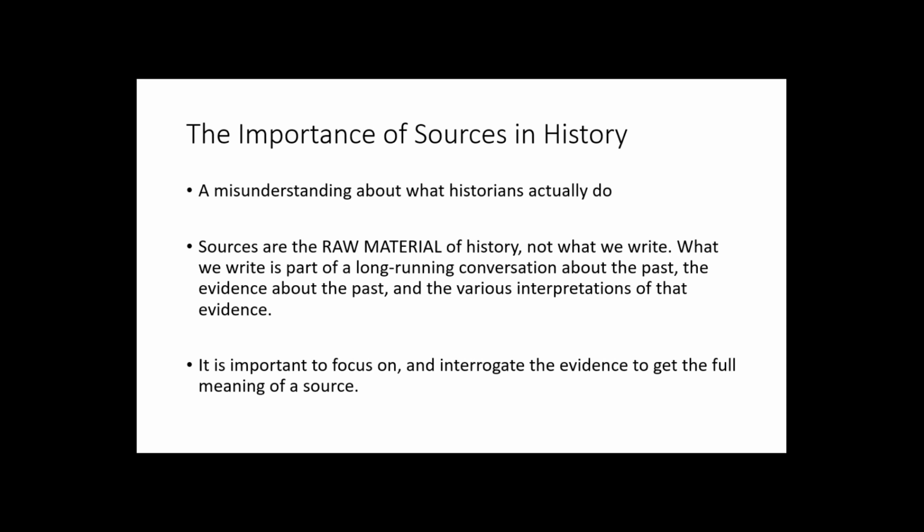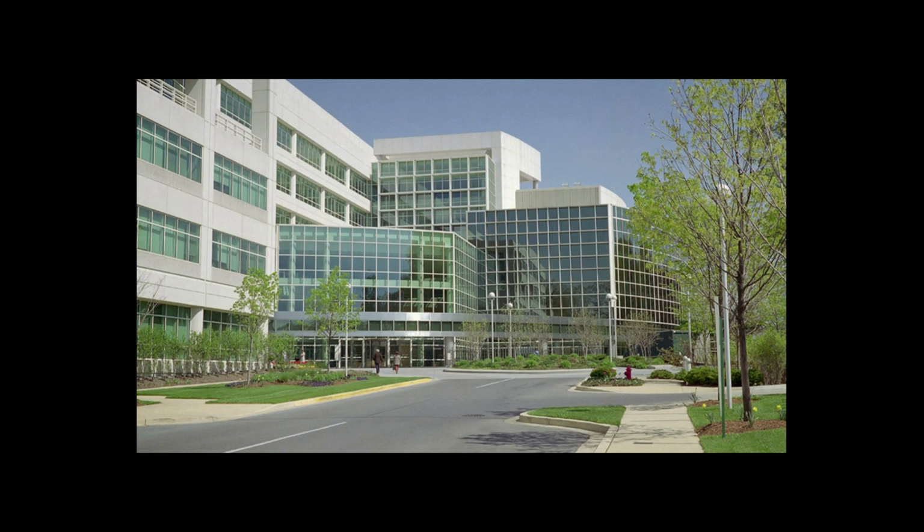But where do we find sources? Where do historical sources come from? Well, typically, for a professional practicing historian, they will spend the bulk of their time in a place like this. This is the National Archives that's located in College Park, Maryland. This is the central location for all the federal government documents.